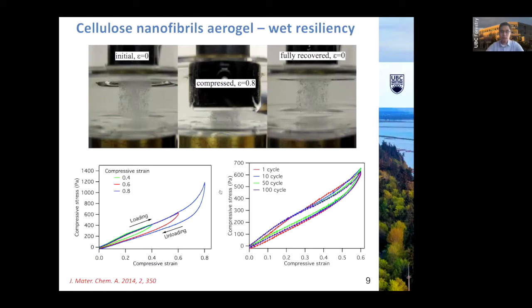It also shows very good wet resilience. Here's a piece of aerogel. We can compress it in water, and after releasing the force, it will recover immediately, as you see here. It recovers to the original state and shows very low hysteresis, meaning it is super elastic. It can also be compressed for 100 cycles without losing the property. This is the 1 cycle to 100 cycle curve. They all show the complete recovery of the aerogel.